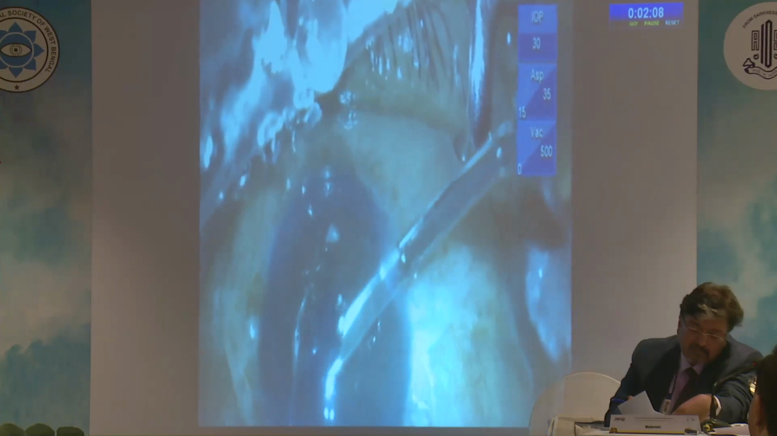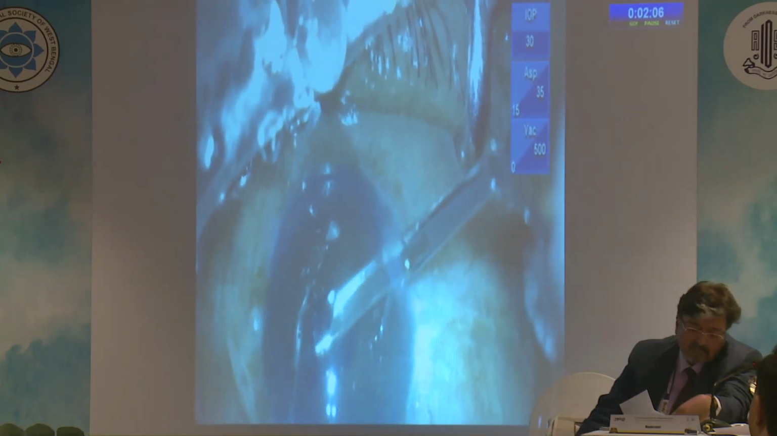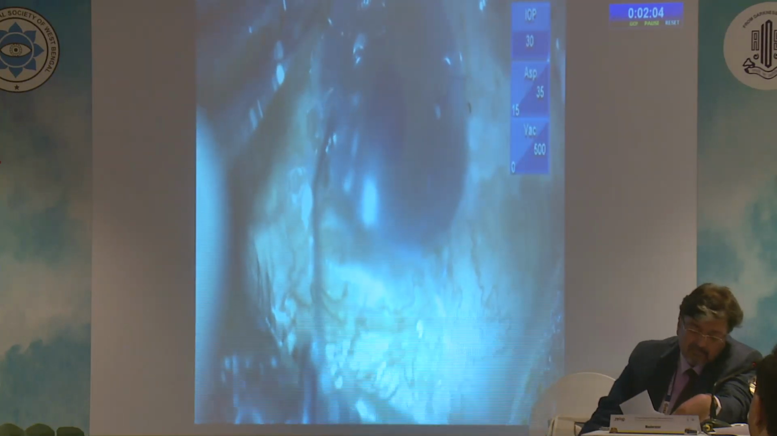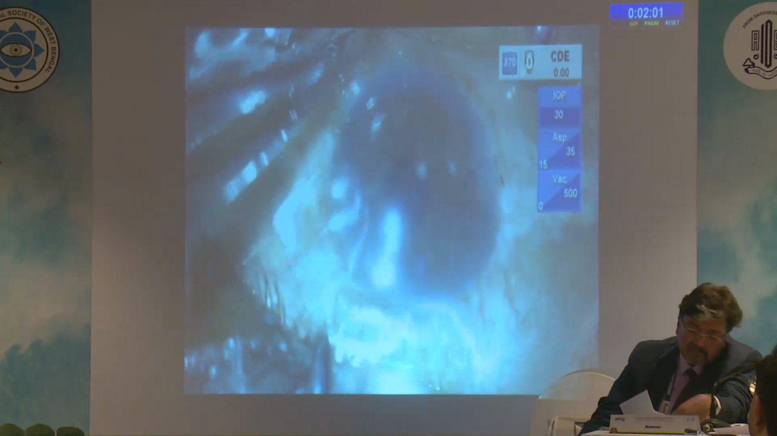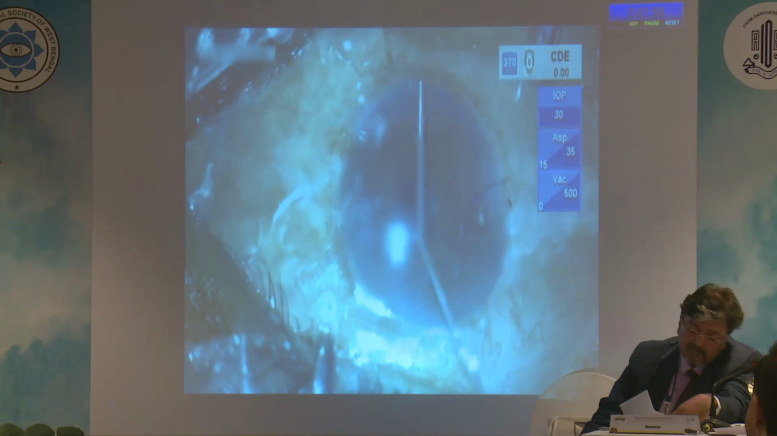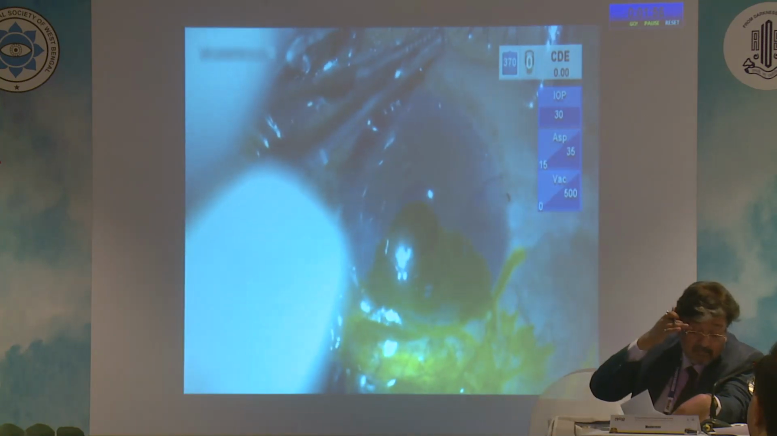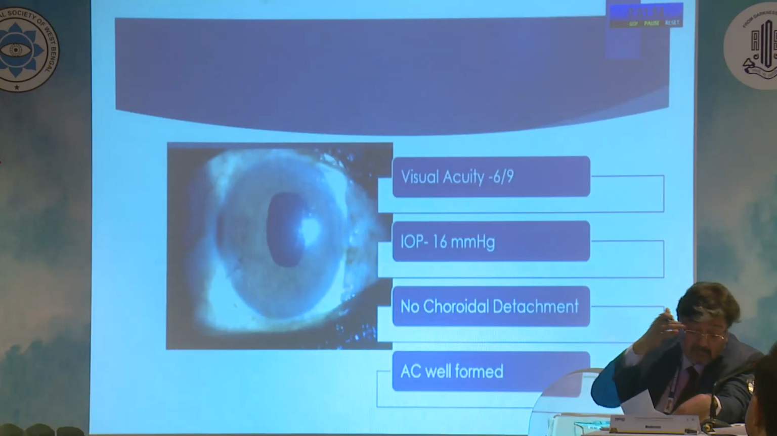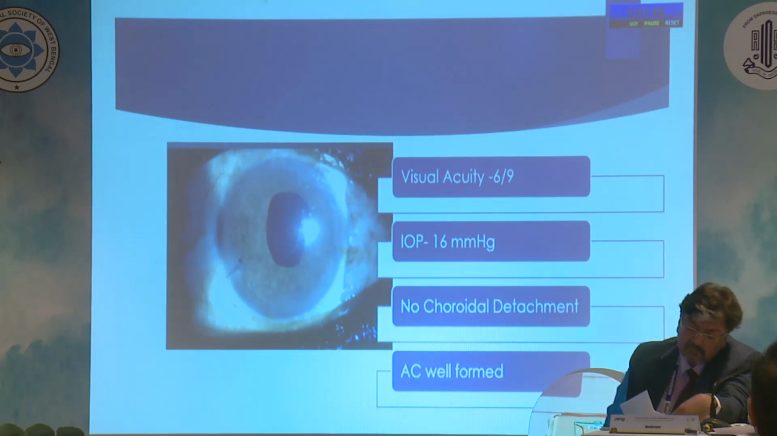Simcoe cannula was used through side port to gently manipulate iris away from the scleral tunnel. Anterior chamber formed well after iris apposition with no overfiltration. Postoperative day 7, vision of 6/9 with no choroidal detachment and AC was formed.